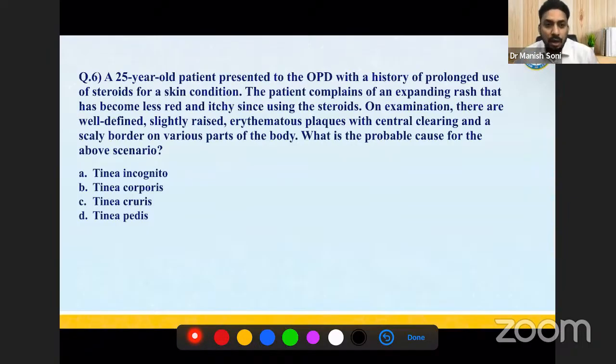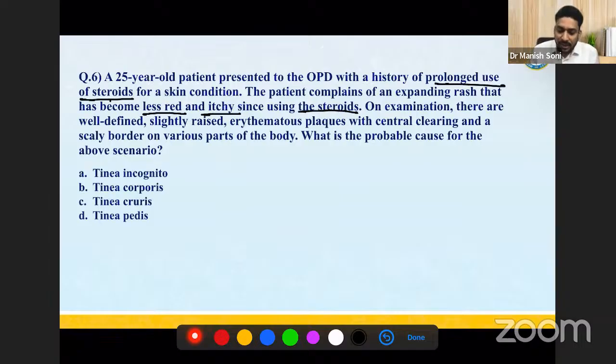Moving to the next question, a 25-year-old patient presented to the OPD with a history of prolonged use of steroids. All of you know steroids are immunosuppressive and anti-inflammatory agents. They reduce the inflammation, and that's why a patient complains of a rash that has become less red, less itchy using steroids. So the patient developed a skin rash, and when he started applying steroid, it becomes less red, less itchy.